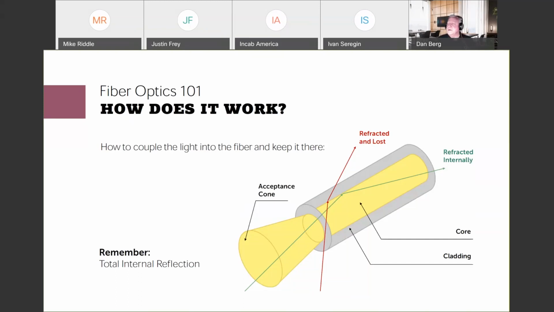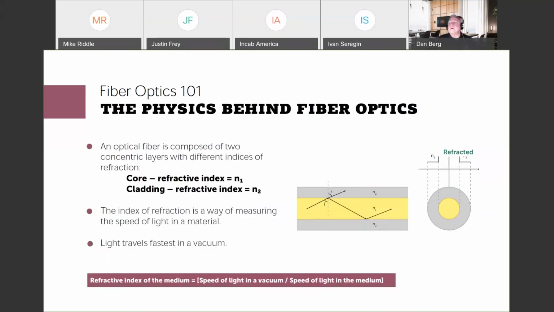You can see how we define these angles. We get into Snell's law, but that's a function of the index of refraction of the core and the cladding. And again, I'll get to that in a minute. Okay, we're going to get to the physics behind it. Mike must have slipped this one in. I don't remember that one.